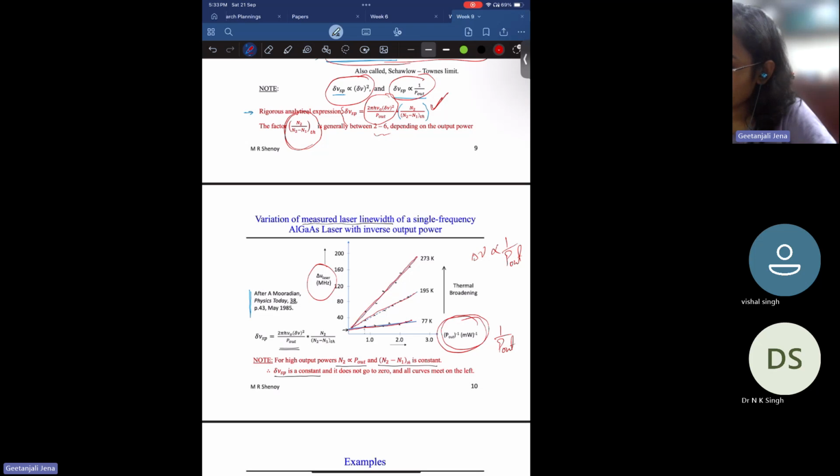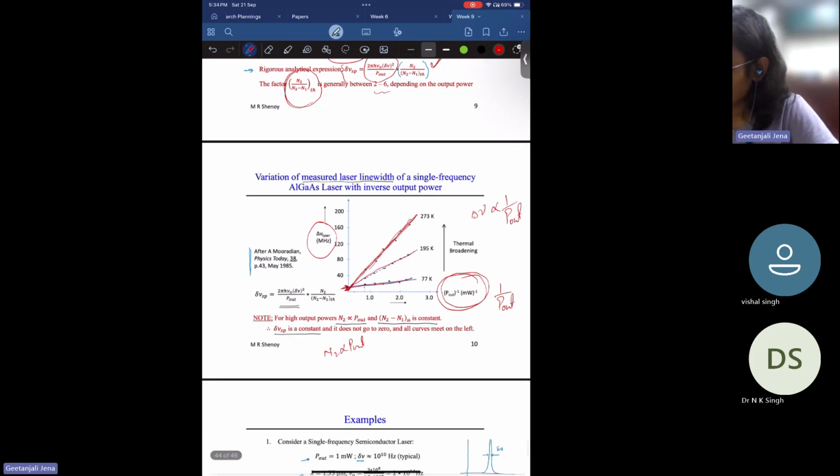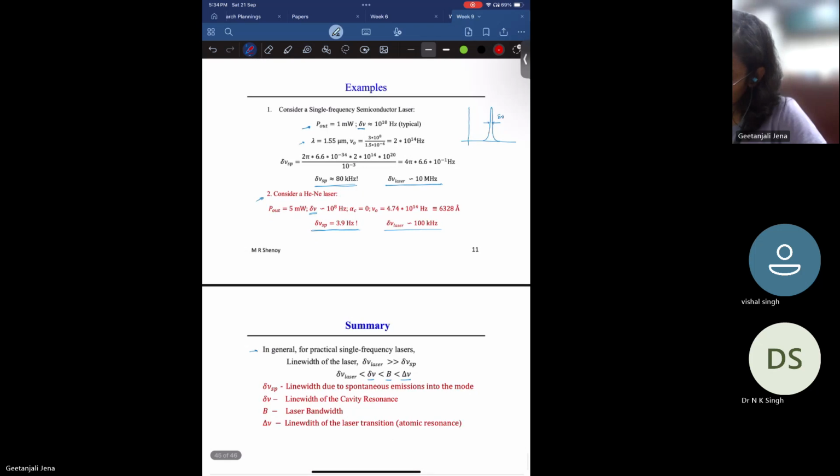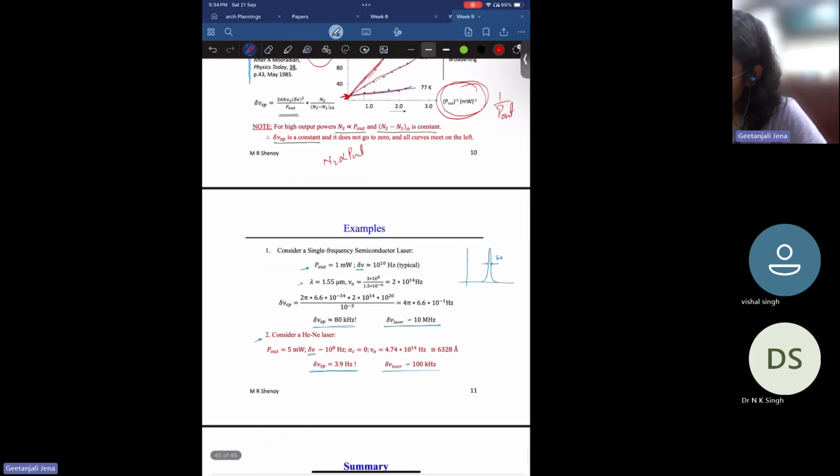And as temperature increases, the slope also increases. Typically we assume that when P out is 0, delta nu SP should be 0. But because N2 is proportional to P out, we see there is a non-zero value around this intercept point. Okay, and so this is the example.